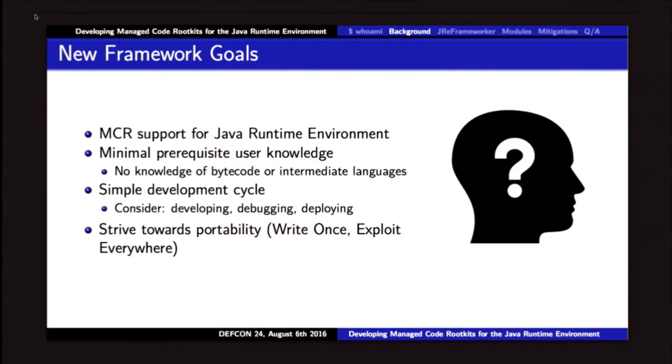The other thing is we want a natural development environment. If you've written a Java program, you've probably used Eclipse. Maybe you like another IDE, but it's familiar. You know how to debug your program and how to easily deploy it. And if we can write something from high level source, we can strive towards portability, and we don't have to worry about low level details in the runtime.